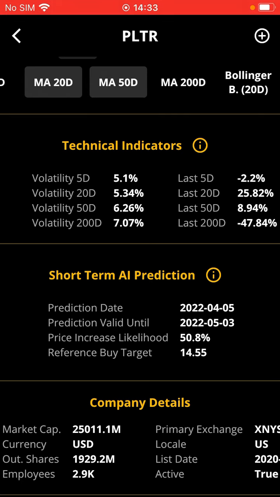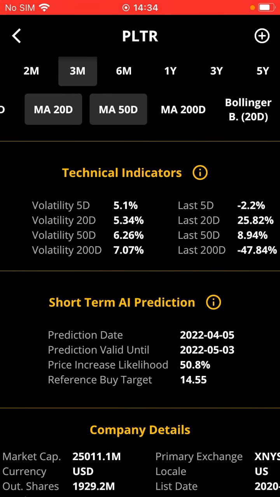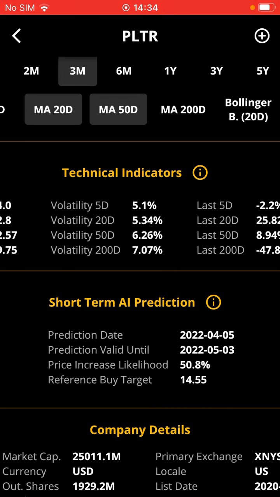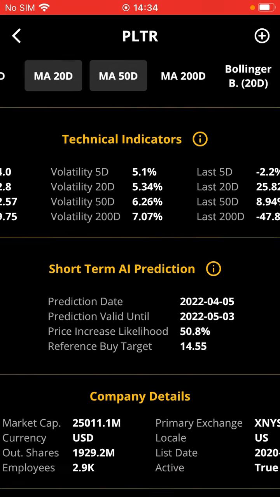Since the prediction itself is just about 50%, 50.8%, the price itself is expected to go up, but the expectation doesn't seem to be that high in the very short term, in the coming month actually. So it may be fair to say that it will still remain at these levels. Maybe it's going to be going up and down based on the recent volatility numbers as listed here under the technical indicators section.